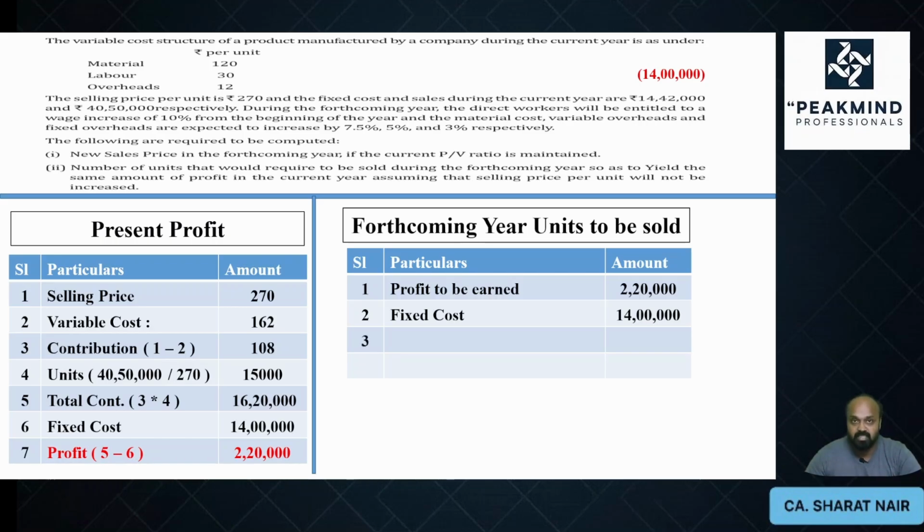there will be an increase of 3%. So, not 3%, am I right? Yes, it will be increased by 3%. So 14 lakh into 3% will be 42,000. So total fixed cost will be 14 lakh 42,000.